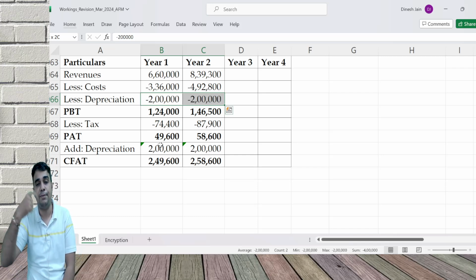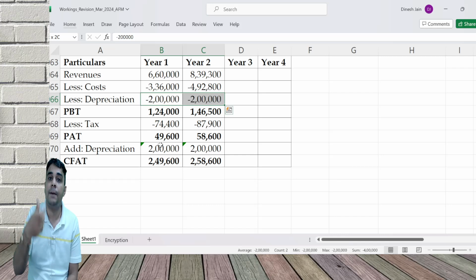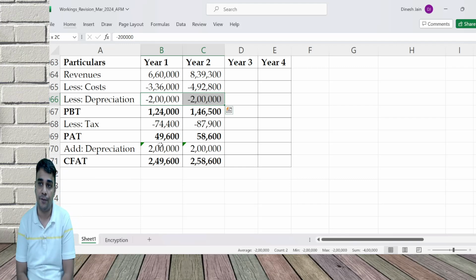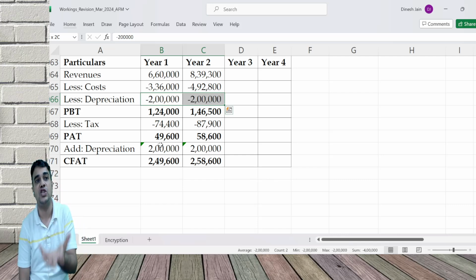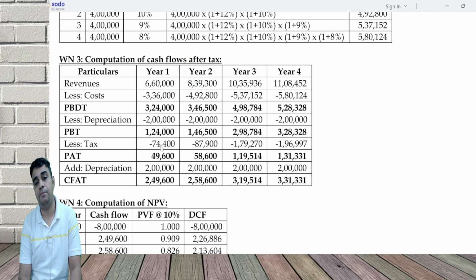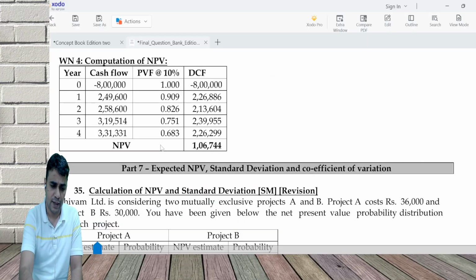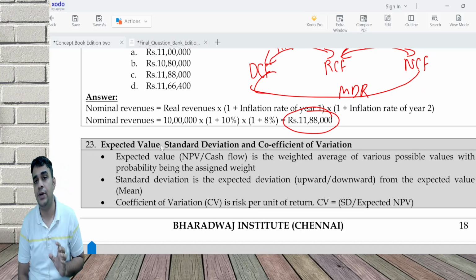This can be an MCQ: in case inflation is going up, what is the impact on depreciation tax benefit? The value of tax benefit of depreciation will go down, the present value, today's value, because when inflation goes up, you will start discounting it at a higher rate. All other items will keep pace with inflation. Depreciation cannot keep pace.